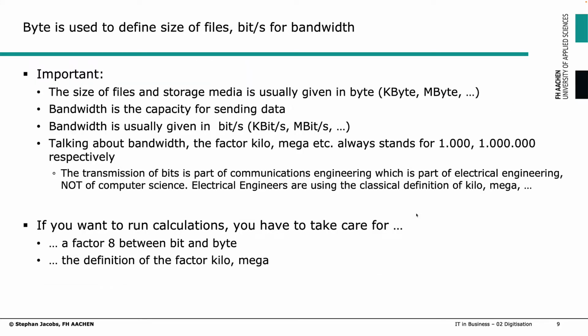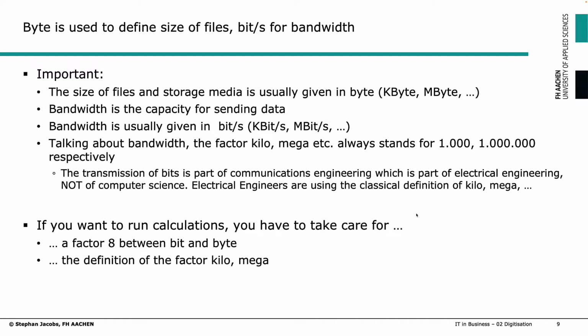And now it even gets a little bit more complex or a little bit more irritating. If computer science talks, for example, about the sizes of files and storage media, then this is usually given in byte or kilobyte or megabyte or gigabyte. And here kilo and mega have the value 2 to the power of 10, 2 to the power of 20 and so on.